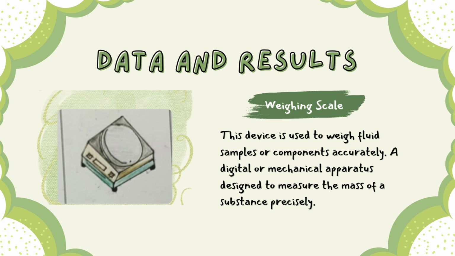Lastly, the weighing scale is used to measure the mass of fluids or other materials accurately. It can be either digital or mechanical. In fluid mechanics, knowing the exact mass is crucial for density, volume, and flow rate calculations. This ensures precision in our data, especially when working with experiments that require accurate fluid measurements.